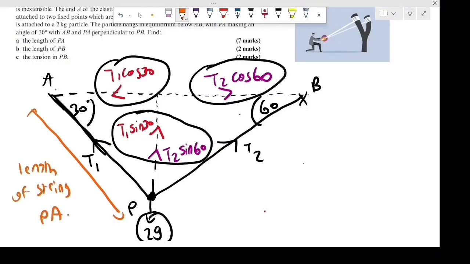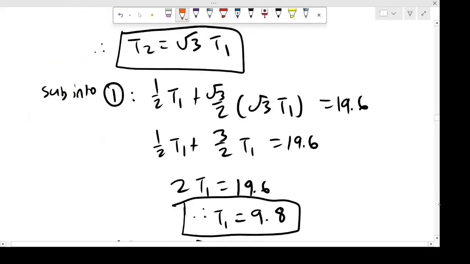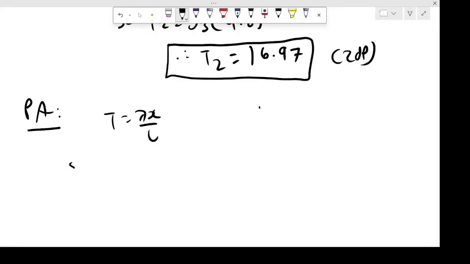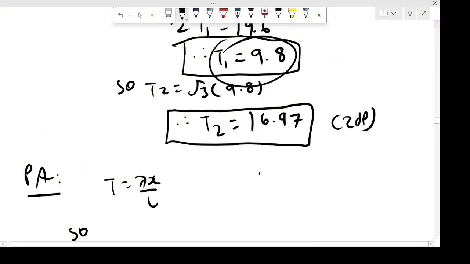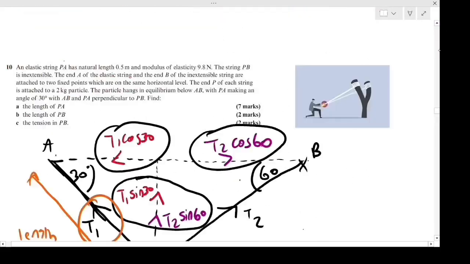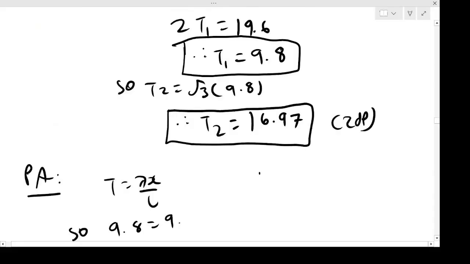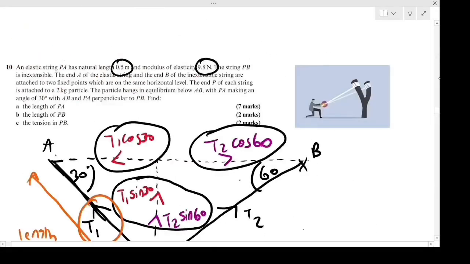Now, I know the tension T1 of PA. So now if I consider Hooke's law for PA, that's T1, which is 9.8. That's going to equal lambda x over L. Well, for the string PA, the natural length is 0.5, modulus of elasticity 9.8. So lambda's 9.8 times the extension x over the natural length, which was 0.5.